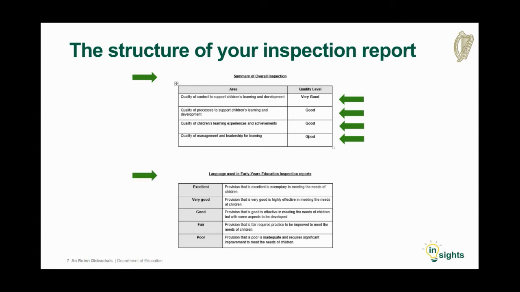Beneath the summary of your inspection, there is a table with helpful information on the language used in early years education inspection reports. As you can see in this sample inspection, in this early learning and care setting, Area 1, the context to support children's learning and development, is highly effective in meeting the needs of children, and the remaining 3 areas have been evaluated to be effective in meeting the needs of children, with some aspects to be developed.